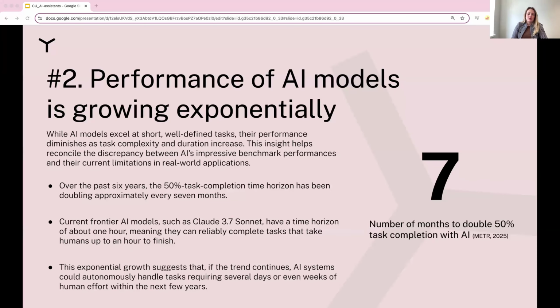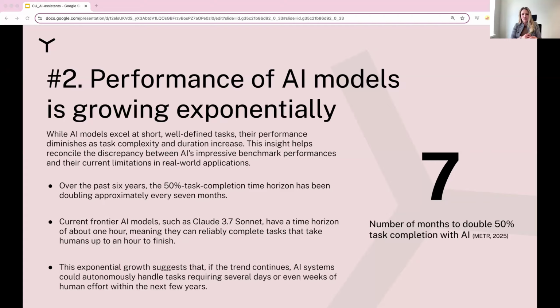Then we can jump to our phenomenon number 2: the performance of AI models is growing exponentially. An association called Model Evaluation and Threat Research proposed a novel metric to assess AI capabilities, called the 50% task completion time horizon. It represents the length of tasks, as measured by human completion time, that AI models can complete with 50% reliability. So this is a way to measure how AI is actually performing.